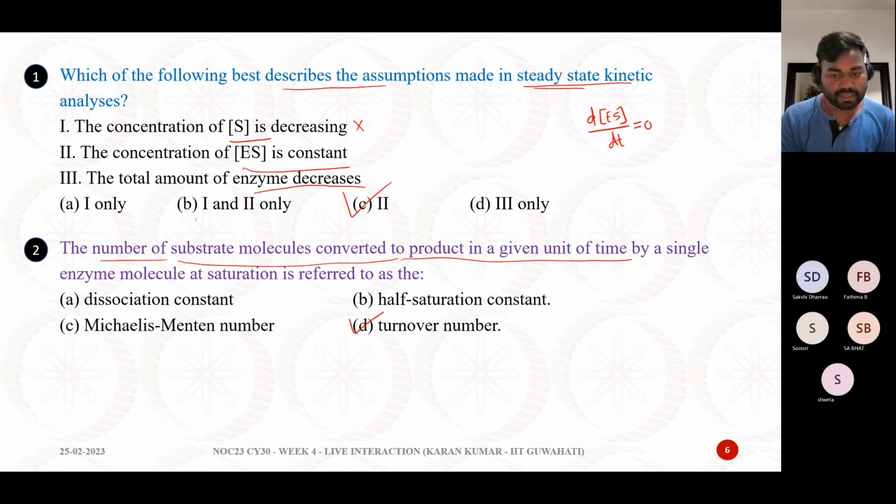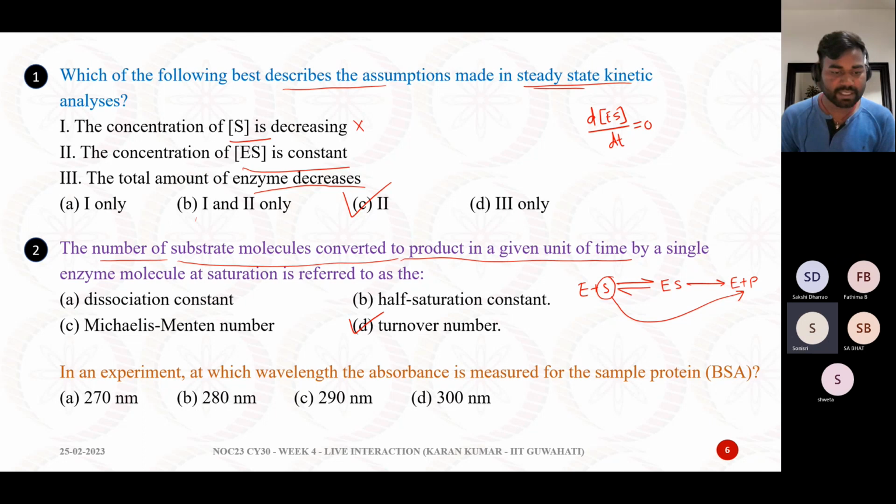By definition, turnover number is termed as follows. You have a substrate. What is enzyme substrate complex? Like reaction E plus S, it will be in equilibrium with enzyme substrate complex, and rapidly it will give you enzyme plus product. So turnover number is the number of substrate molecules that this particular enzyme is converting to the product in 1 unit of time. That particular term is represented by the turnover number.